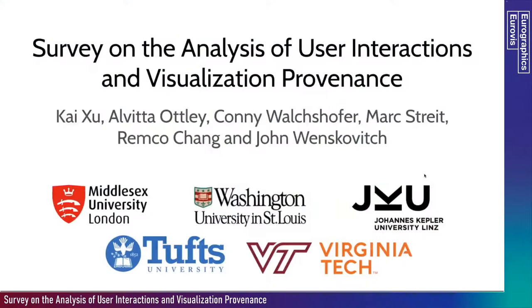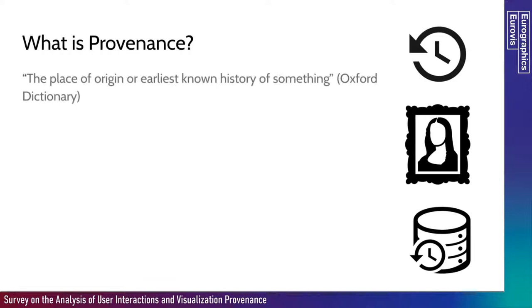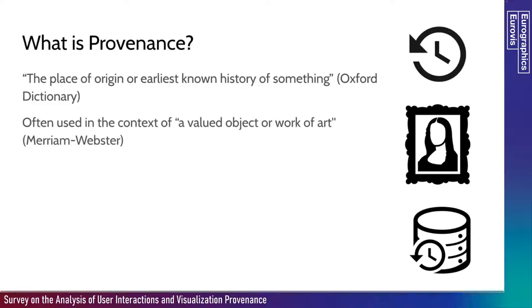Welcome to our talk. This presentation will cover our survey on research related to provenance analysis in visualization. The survey is a joint effort by many authors, and the presentation will also be covered by a few authors. What is provenance? The Oxford Dictionary defines provenance as a place of origin or earliest known history of something. This is often used in the context of a valued object or work of art, such as a famous painting. For a painting, its provenance includes information such as who the author is, when and where it was painted, and the history of ownership changes.